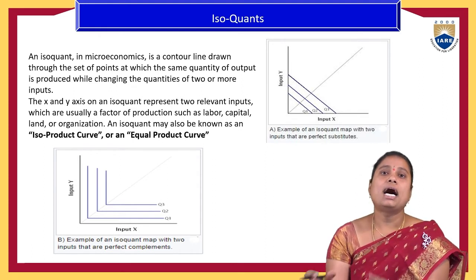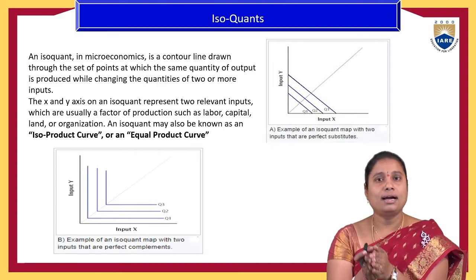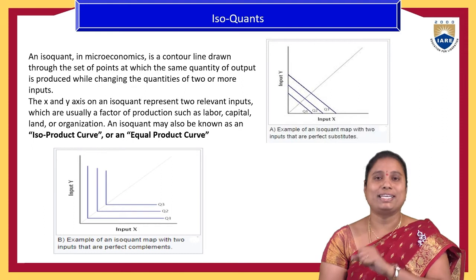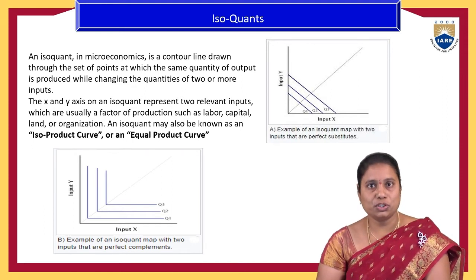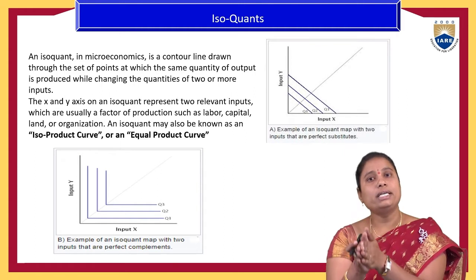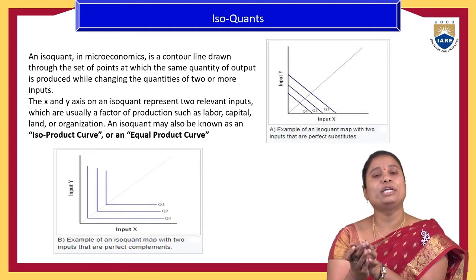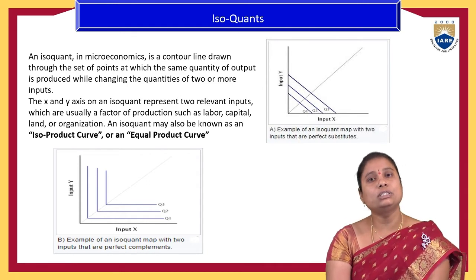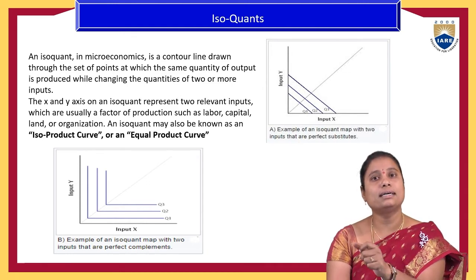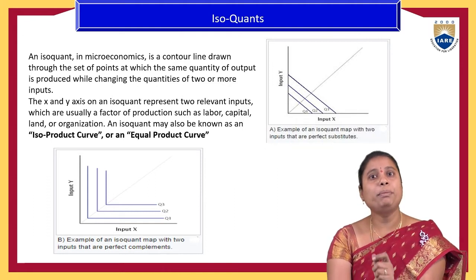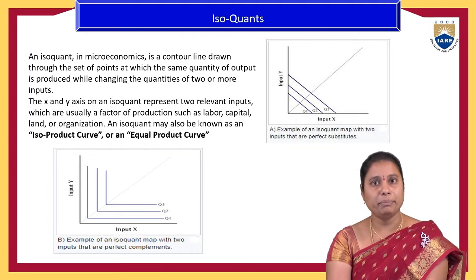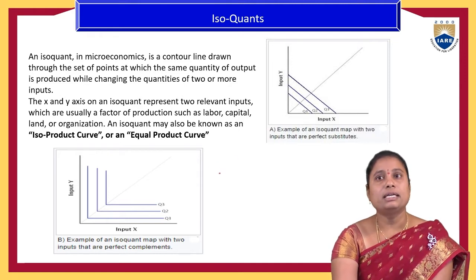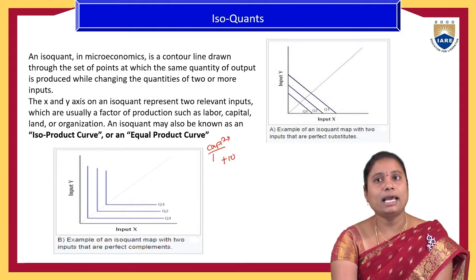isoquants. Generally, iso means equal and quants means quantities. In every production function, the equal quantities for the different combinations of the inputs, and that relationship of the inputs to the output to yield the same quantity, should be known by the manufacturer. Because, take the example that one unit of capital plus 10 units of labor leads to 10 units of output.